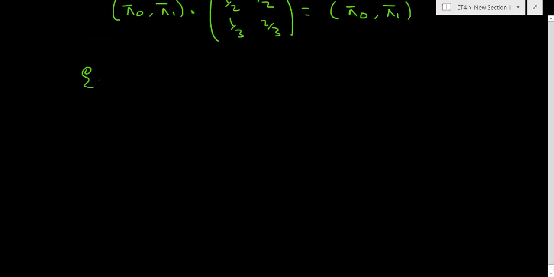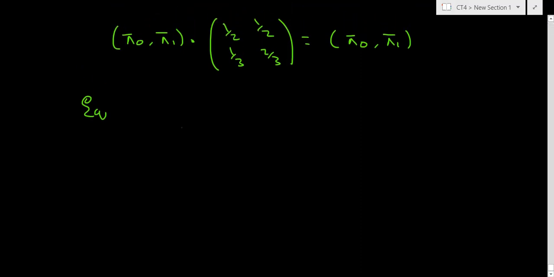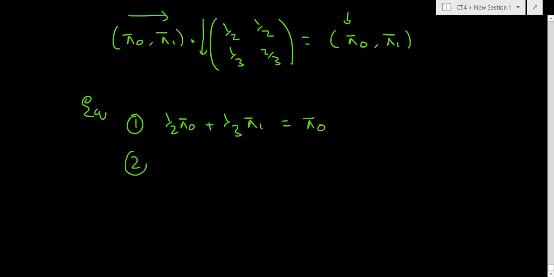So let's take down the equations in order to solve this. Equation number 1 is pi 0 times 1/2 plus pi 1 times 1/3 is equal to pi 0. I'm multiplying the row with the column and getting the first value. So this becomes 1/2 pi 0 plus 1/3 pi 1 equals pi 0. And the second equation is 1/2 pi 0 plus 2/3 pi 1 equals the second value, that is pi 1.